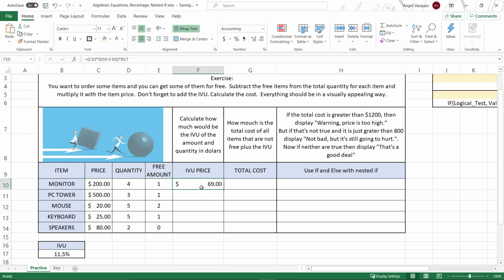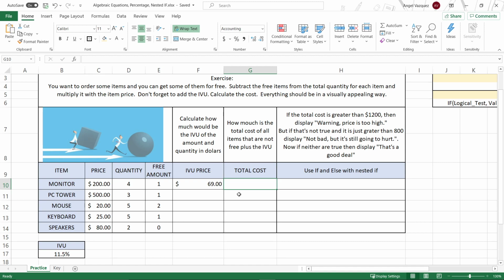Now that we got the EVU price, we can find the total cost. Right, so for the total cost, this part is simple. We need to find out how many monitors we're going to buy and how much is the EVU price in dollars. We've already done that. We already know that we are going to buy 3 monitors because one of them is free, and we already have the EVU price. So let's just add those two, alright?